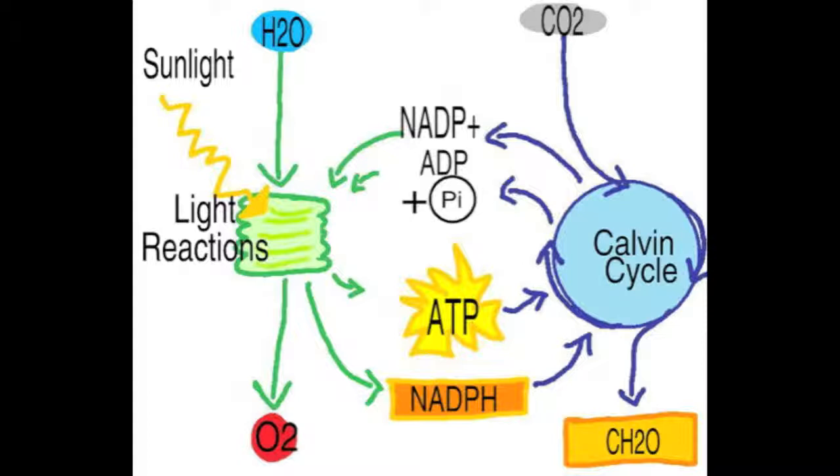The ATP and NADPH made by the light reactions are then used by the Calvin cycle to convert carbon dioxide to sugar. The ATP provides the energy and the NADPH supplies electrons needed during the Calvin cycle. The ADP and NADP plus that are left over from the Calvin cycle are shuttled back to the light reactions to regenerate ATP and NADPH.